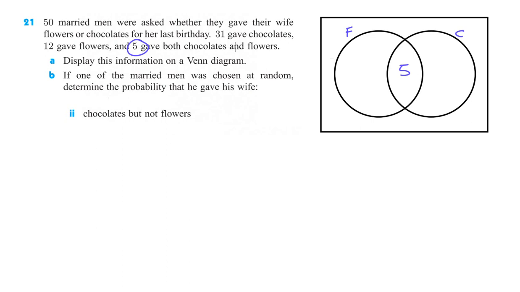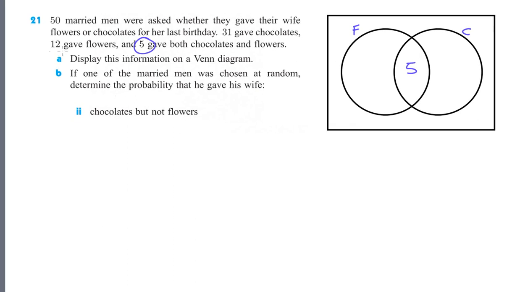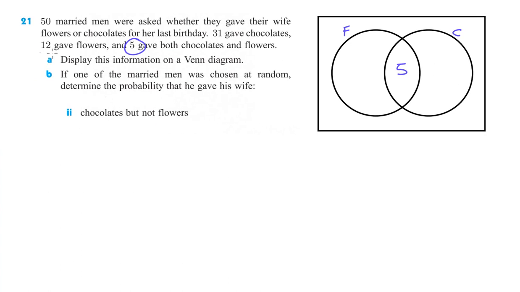Now it says 12. Oops, sorry about that. 12 gave flowers. So there's going to be 12 total in this circle. But we know that 5 of those 12 people also gave chocolates. So we're going to have to do 12 minus 5 to get that there are 7 that gave just flowers.